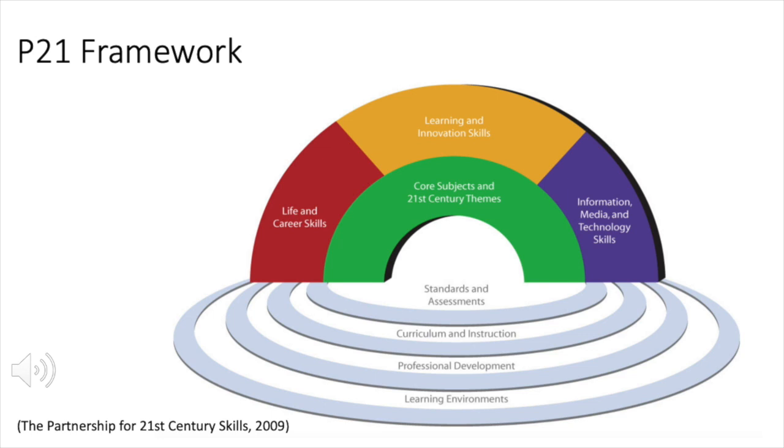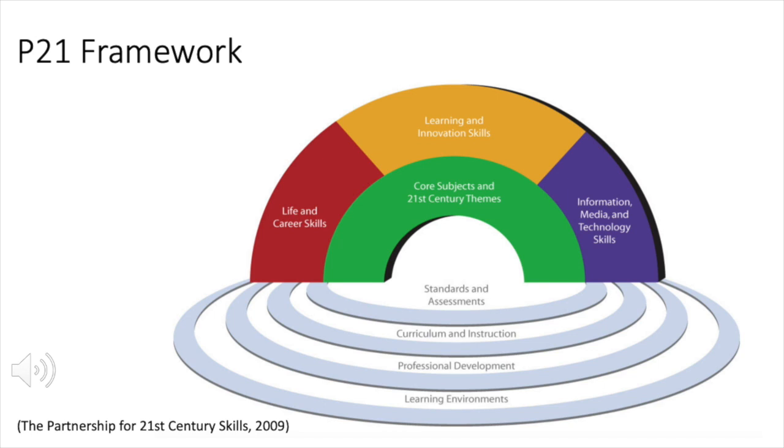The elements described in this section as 21st century student outcomes are the knowledge, skills, and expertise students must master to succeed in work and life in the 21st century. Core subjects and 21st century themes. Mastery of core subjects and 21st century themes is essential for all students. For example, world languages, arts, mathematics, economics, content areas.